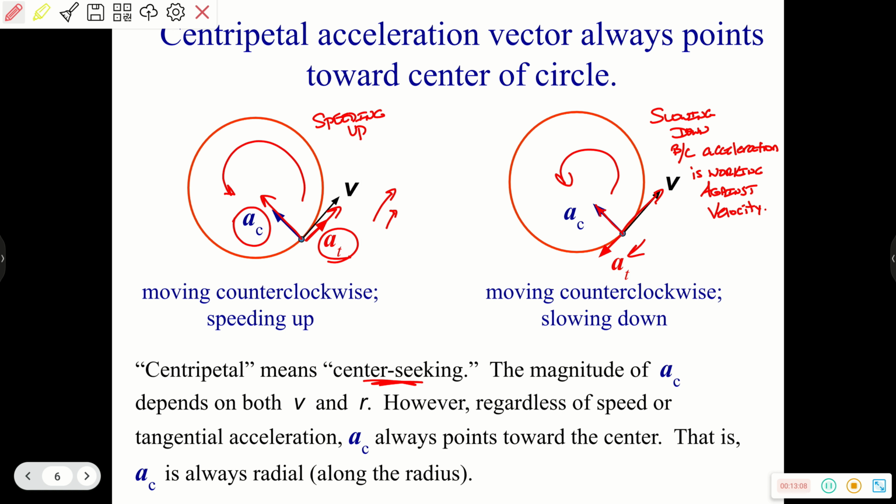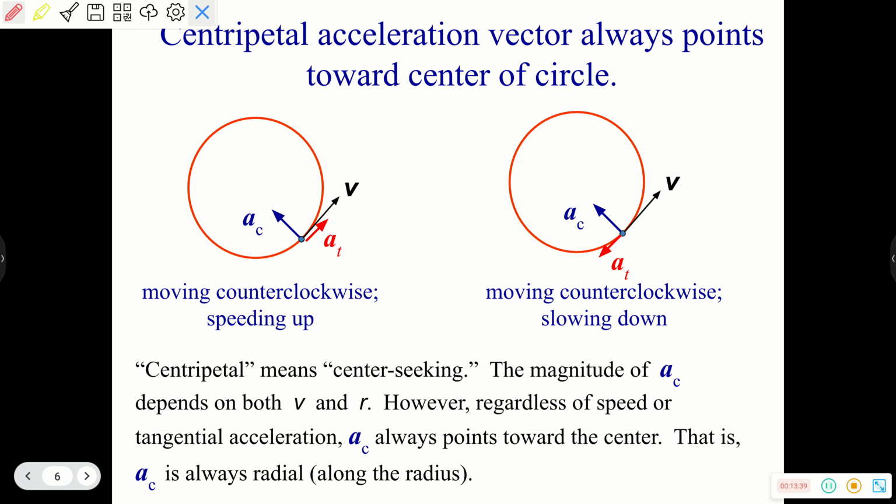All right? So, centripetal always means center seeking. The magnitude of centripetal acceleration depends both on the velocity and the radius. However, regardless of speed or tangential acceleration, centripetal acceleration will always point towards the center of the circle, which means it is always radial. It's always along the radius. Okay? So keep that in mind.